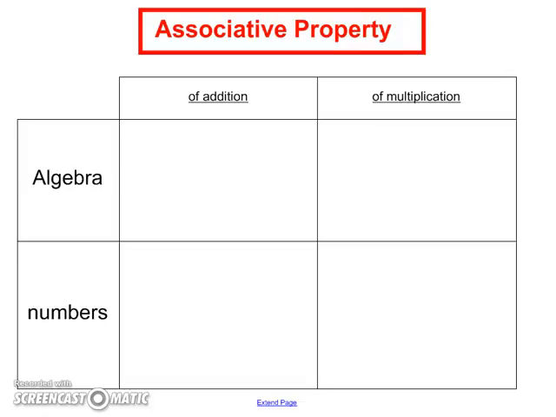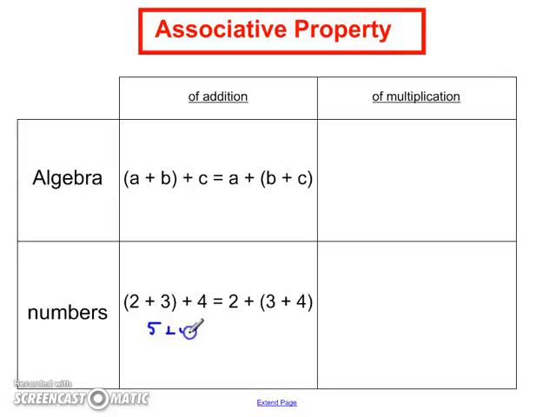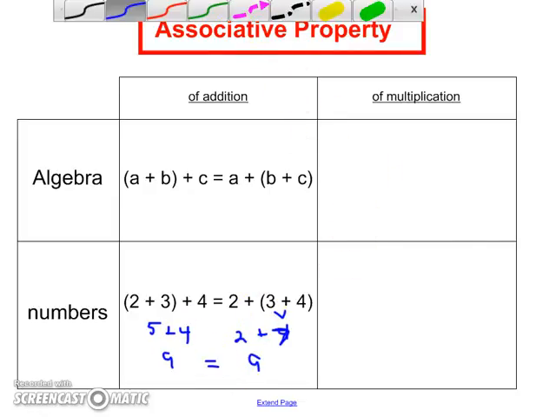The algebra would go like this for addition. A plus B in parentheses, doing those first, then plus C. In the second side, B and C are grouped, then plus A. Again, here is a number example, and let's go ahead and finish this out. 2 plus 3 is 5, plus 4 is 9. And in this case, 3 plus 4 is 7, plus 2 is 9. So either way, you'll notice I ended up with the same solution.